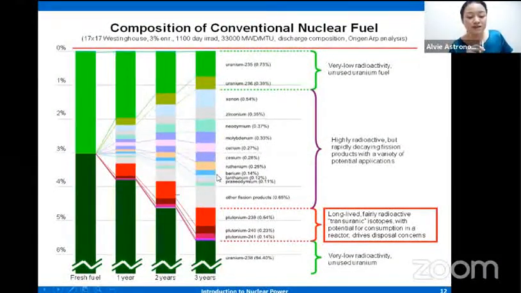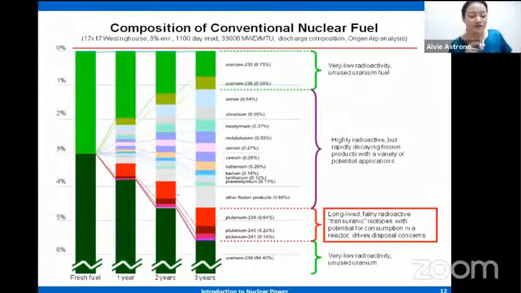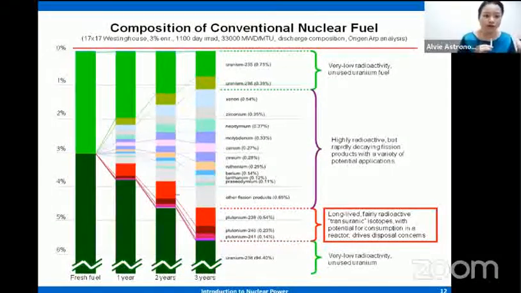So at this point, the fuel is no longer usable in the reactor because it has a lot of fission fragments or fission products, which are actually neutron absorbers, which makes the fuel less efficient. So the fuel has to be removed from the core.